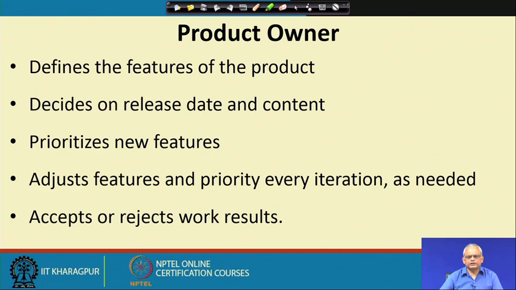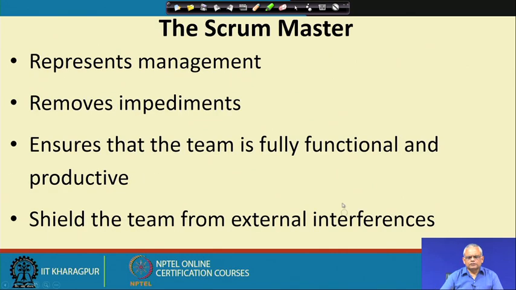So, during the sprint review meeting, the Scrum Master, as we said, is the project manager and the management representative in the team. He removes any obstacle that the team is facing, such as hardware not working, network issues, etcetera. He ensures that the team is fully functional and productive, shields the team from external interference, and liaises between the management and the team and also with the customer.